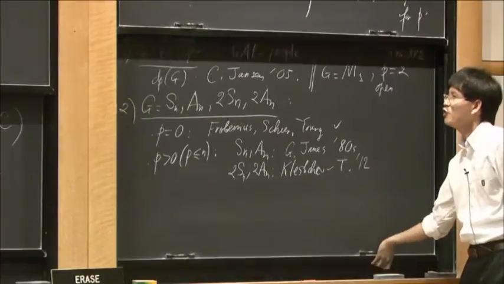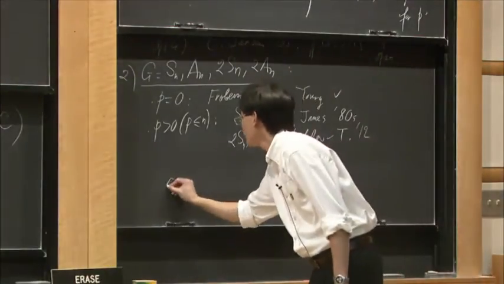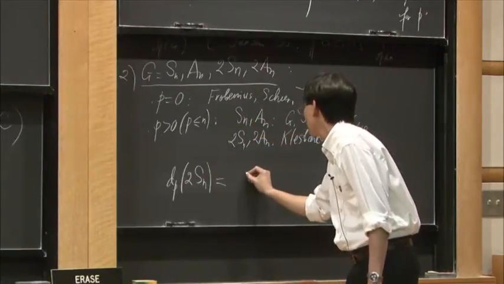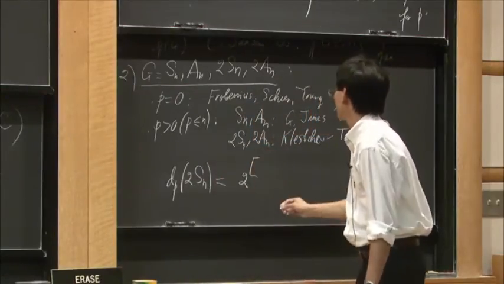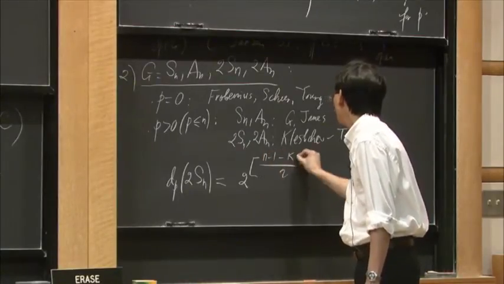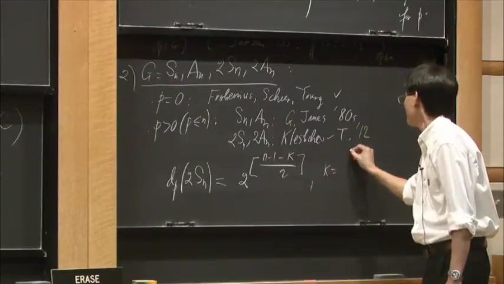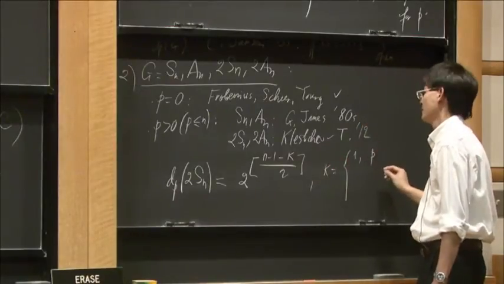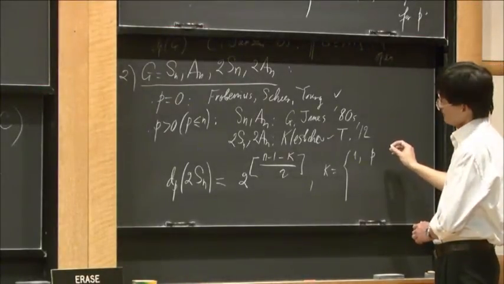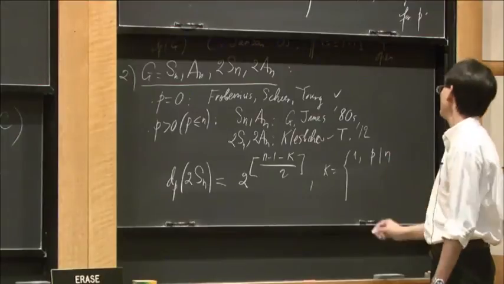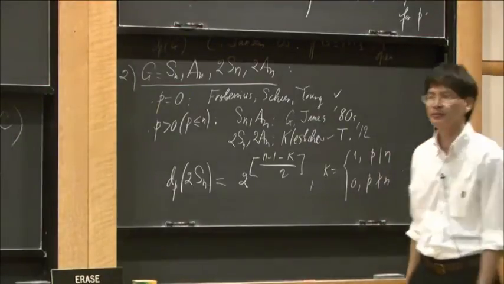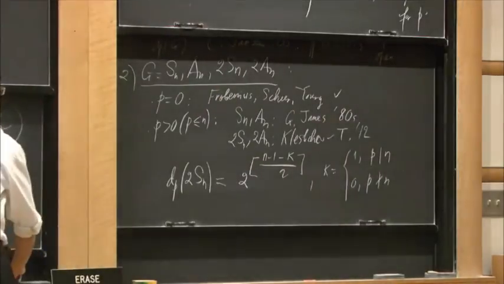2012. So for instance, I can give you the formula. Let's say that you want to look up the d sub p of, let's say, the double cover of Sn. It's going to be something like this: 2 to the integer part of (n minus 1 minus kappa) divided by 2, where kappa is 1 if p divides n, and 0 if p doesn't divide n, something like this. Right, OK.